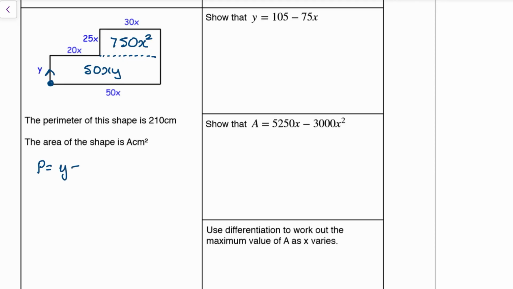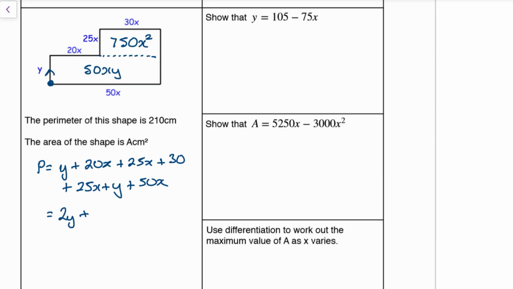So the perimeter is y plus 20x plus 25x plus 30x plus, well, I don't have that, but I can see it as another 25x plus y plus 50x. So let's collect all of these things up. So that tells me the perimeter is 2y plus, and again, I'm going to get a calculator out because you don't want to mess up easy marks.